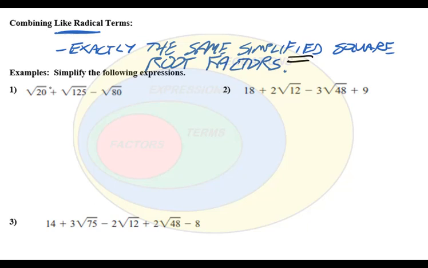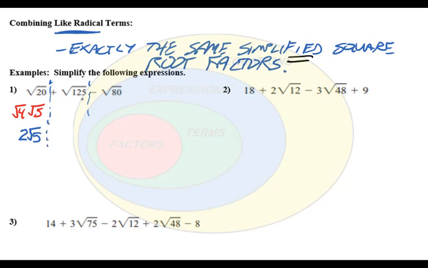So if we look at this first example, we've got 3 terms, right? They look like they're all different. The square root of 20, the square root of 125, and then minus a negative 1 times the square root of 80. So before we can determine if we can combine these, we want to simplify each term. So the square root of 20, we could look at as the square root of 4 times the square root of 5. So 4 is a perfect square. This would be 2 square root of 5. So the term simplifies to 2 square root of 5.